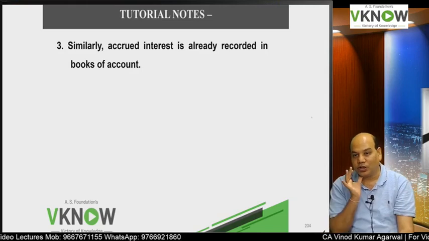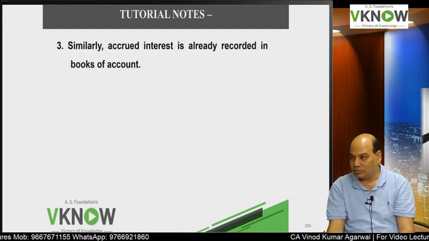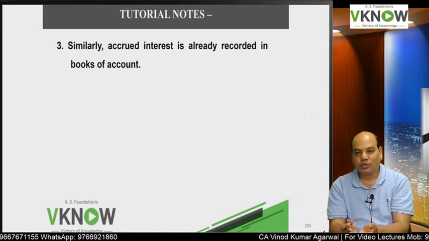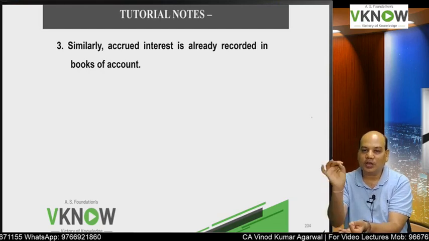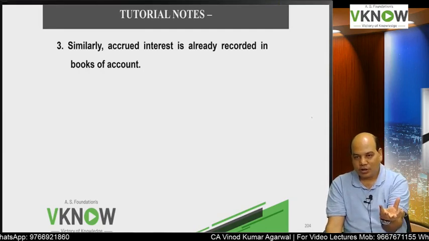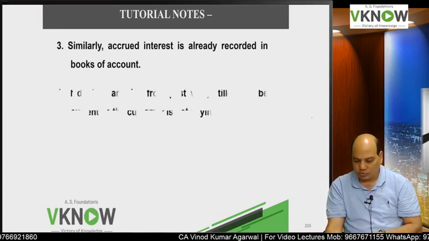Same question student is asking, sir, why you have not shown interest in the P&L account? Interest accrued has already been accounted. Only instead of putting in the current liability, they have put in non-current liability. So I have only shifted the interest accrued from non-current portion to current portion.